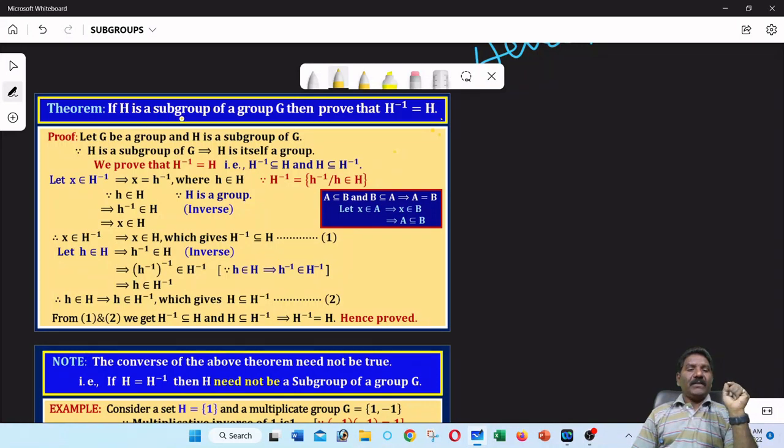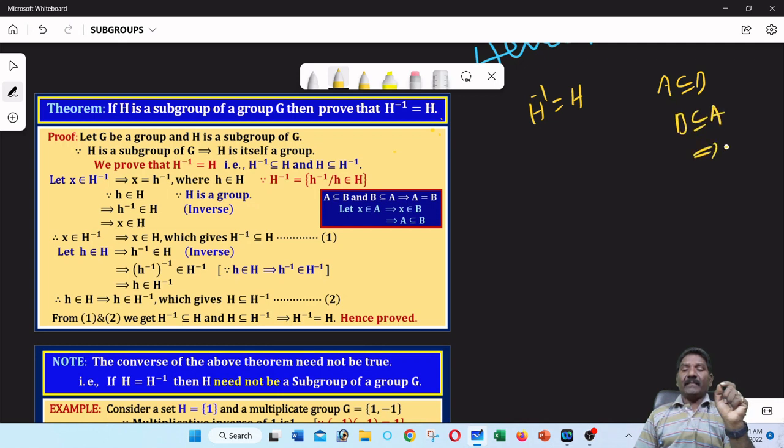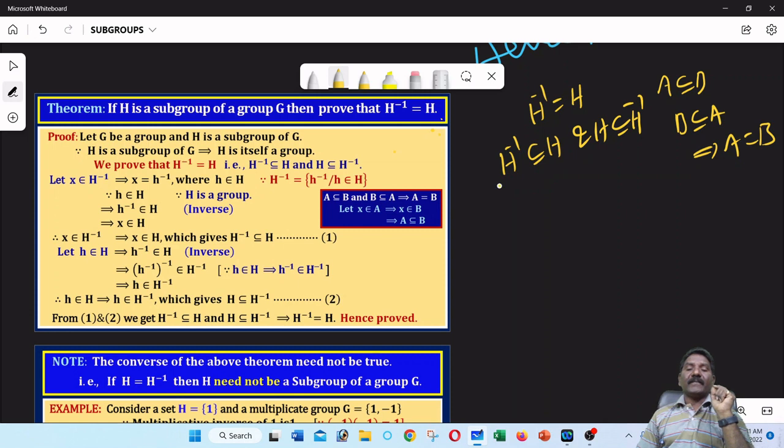Theorem. If H is a subgroup of a group G, then prove that H inverse equal to H. If H is a subgroup, we need to show H inverse is equal to H. A is a subset of B and B is a subset of A gives A is equal to B. So we have to prove H inverse equal to H: H inverse is a subset of H and H is a subset of H inverse. If we can prove that, we write H inverse is equal to H.